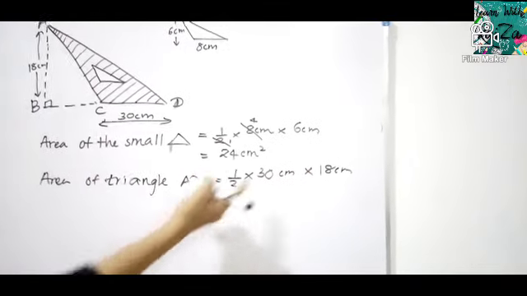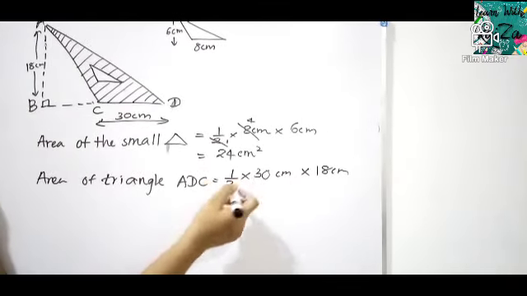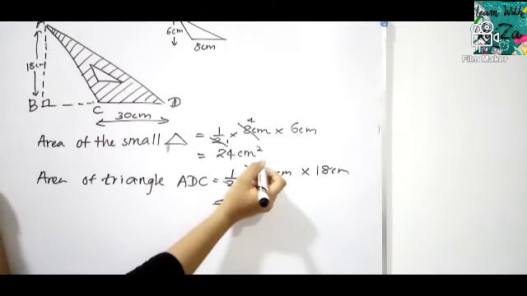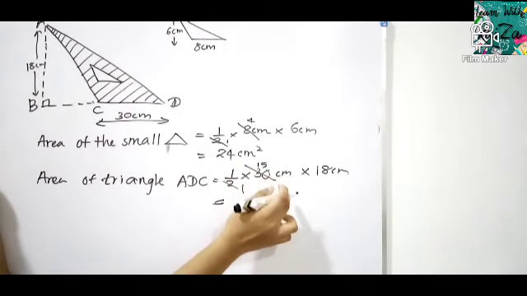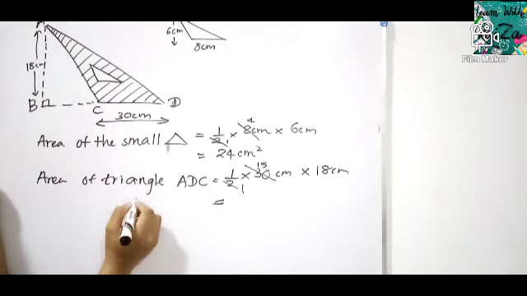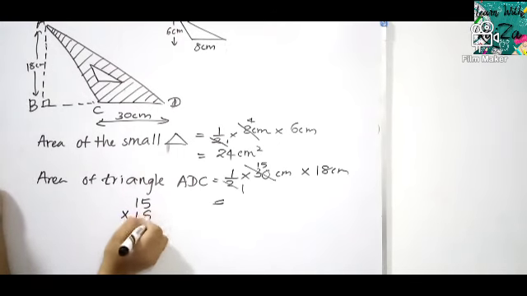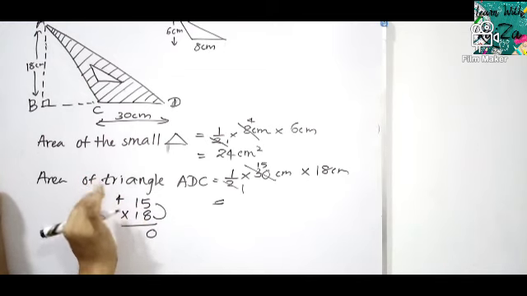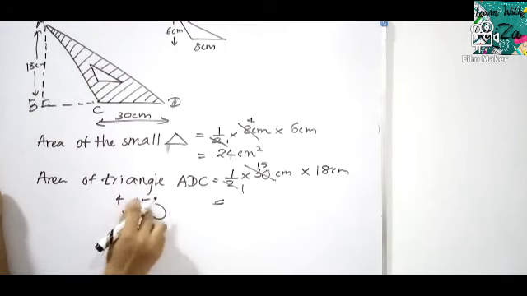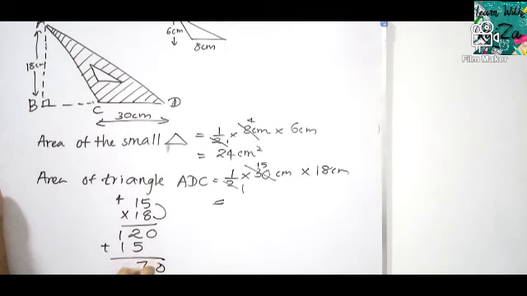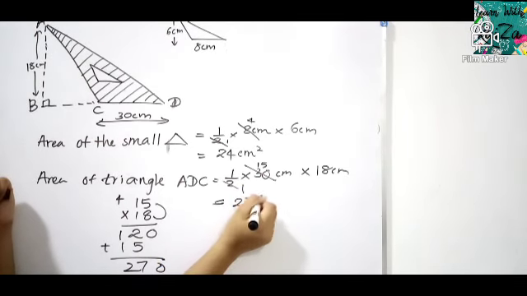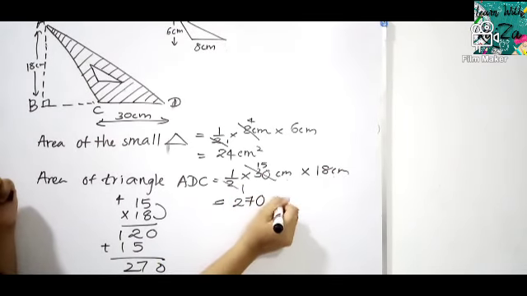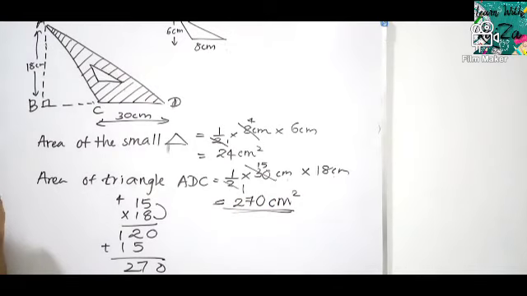So now you can cancel. Both 30 and 18 get cancelled. 2 times 1 is 2. 2 times 15 gives us 30. Then see, 15 times 18. Okay, let's multiply 15 by 18. 8 by 5 is 40. 0 comes here, 4 comes here. 8 times 1 is 8. 1 times 5 is 5. 1 times 1 is 1. Add them. 270. What is the unit? Square centimeter.